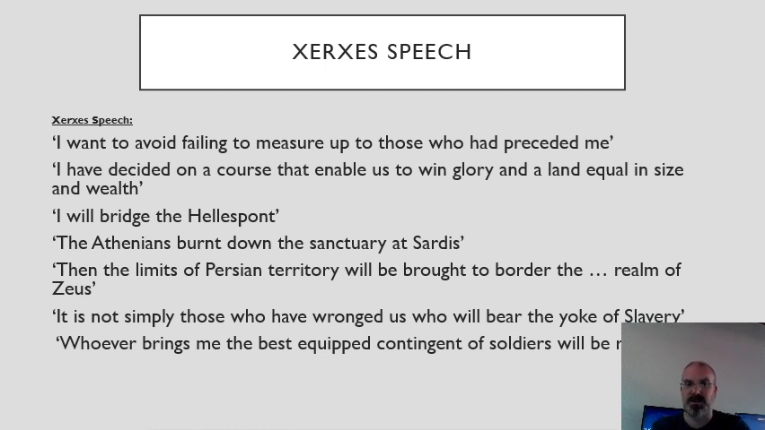And then finally he finishes with this idea of whoever brings me the best equipped contingent of soldiers will be rewarded. So it's a kind of competition to win the king's favour. It's not hoplites turning out for their city, for their duty, for their country. It's a kind of slightly weird competition as to who can bring the best equipped contingent of soldiers.